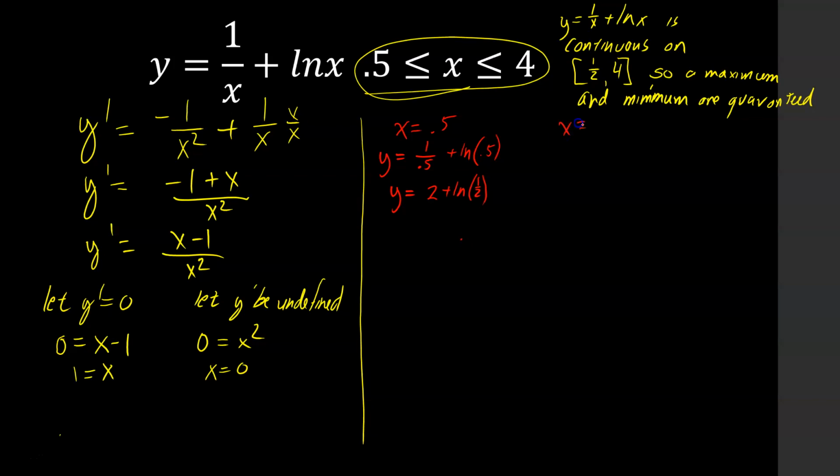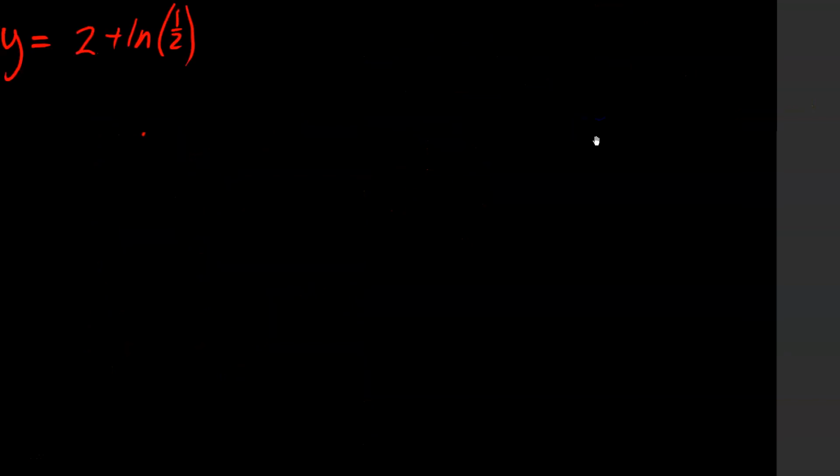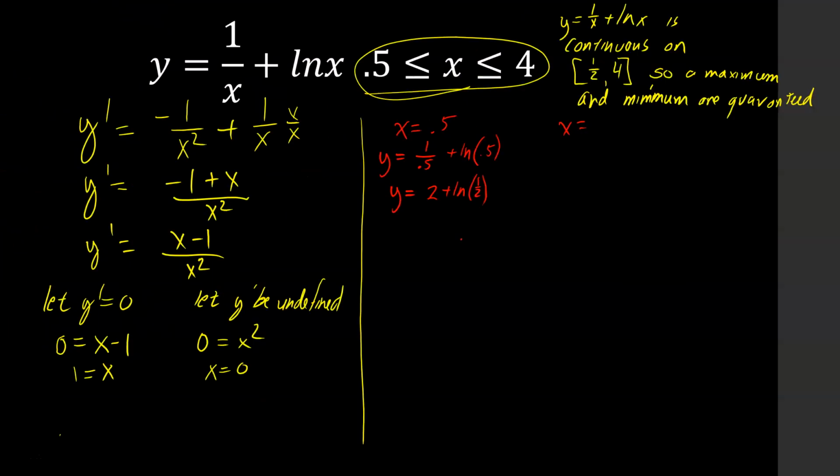x is equal to, what's the next thing we'll use? 1. Uh-oh. 1. Ooh, maybe I can zoom in. That'd be great. y is equal to 1 over 1 plus the natural log of 1. Natural log of 1 is 0, so we just get 1. Which one do you think is bigger? 2 plus natural log of 1/2 or 1? I'll tell you in a minute.